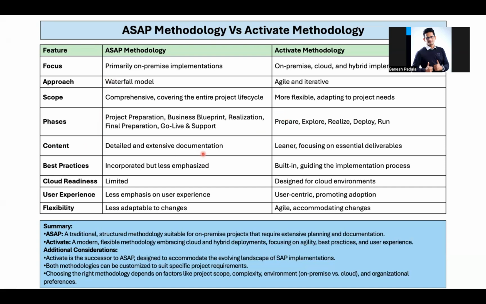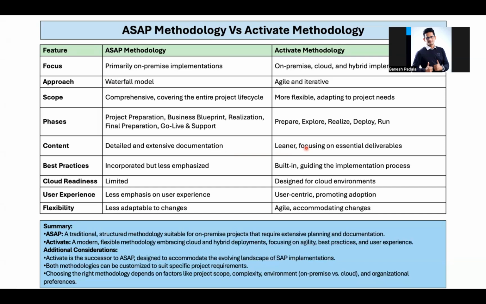Content: detailed and extensive documentation, versus leaner, focusing on essential deliverables. This statement is good to read in a document, but in real time, I'm mentioning whatever documentation we maintained in SAP methodology, the blueprint, KDS, test scripts, function specifications, I see we are mostly making in Activate also. But in future, if I find any key difference that these documents are not valid anymore, I will definitely add a note to this video.